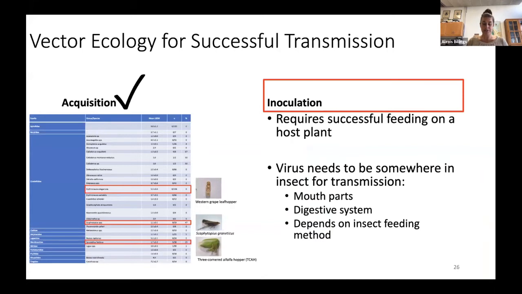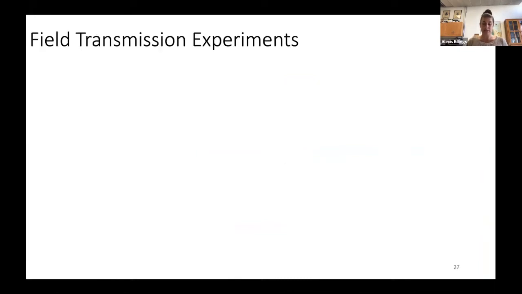So coming back to our 2 phases of vector ecology, we have a pretty good idea which insects in the vineyard complete the acquisition phase. So our next step is finding out which of the 3 insects of interest can complete the inoculation phase. To do this, we set up a series of field transmission studies. We chose to do these transmission studies in the field versus in the greenhouse because the field vines have actual real titer levels of the virus, and it allows the insects to be in a more natural state than in a greenhouse. We did these field transmission studies in a commercial vineyard in Napa Valley.